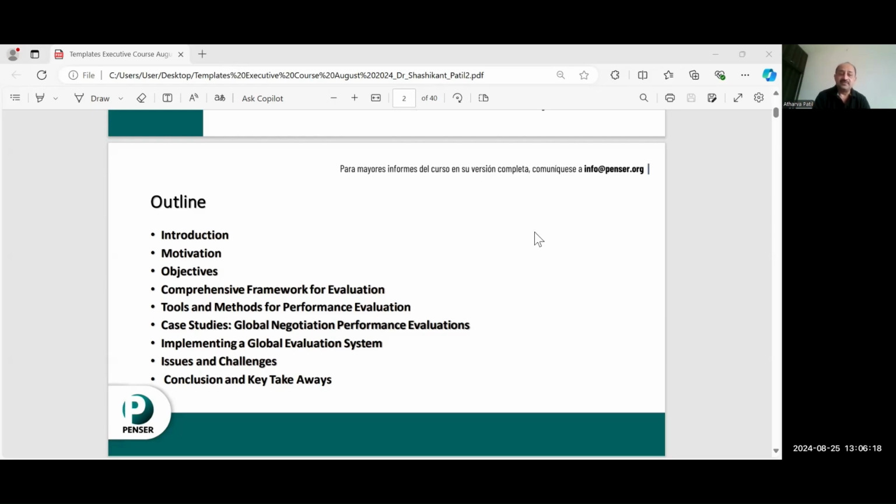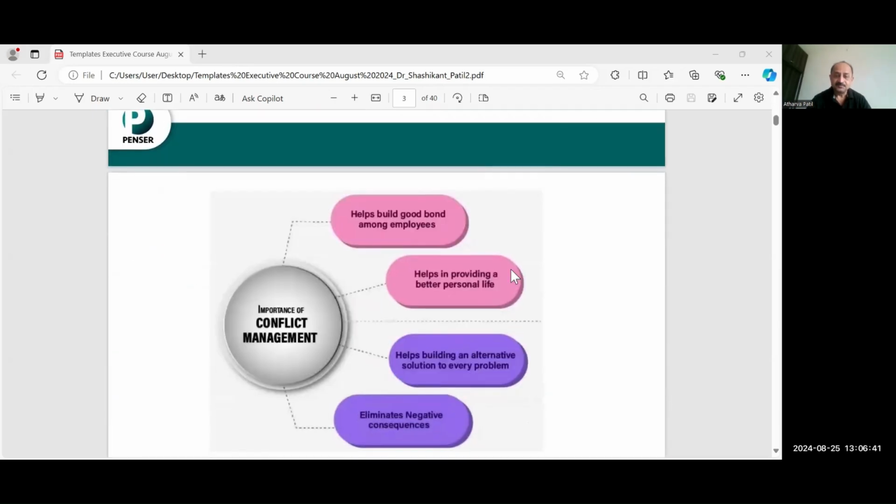And what are the different issues and challenges associated with negotiation performance evaluations, as well as what are negotiation skills and conflict resolution. And lastly, it will end with the conclusion and key takeaway points, or the take-home message. So without wasting much more time, I would like to move to the introduction.